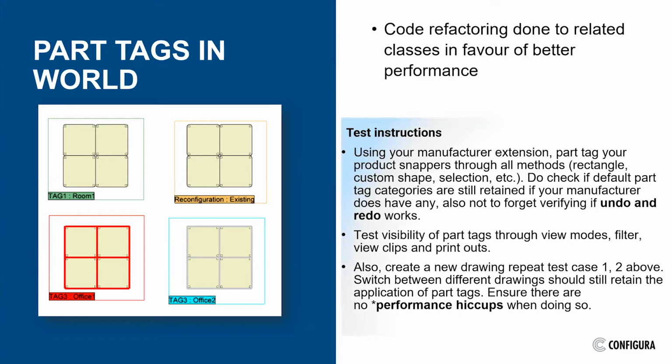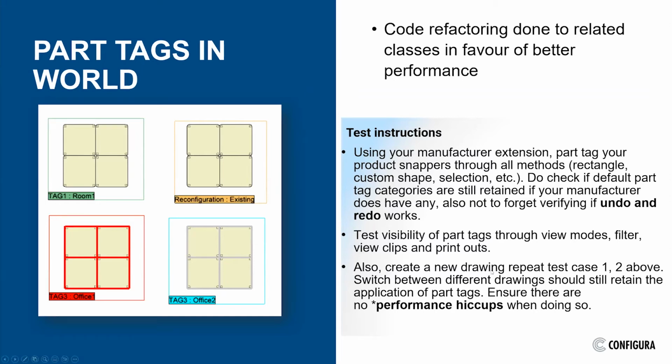It's really important to make sure that part tagging still works on your end after you have migrated to CT 13.5. Looking at the first test instruction, using your manufacturer extension, you try part tagging your product snappers through all methods. You can part tag through the rectangle, custom shape, selection, etc. Do check if your default Partex categories are still retained, and if your manufacturer extension has any manufacturer-specific Partex. Also, not to forget, verify that undo and redo work. And you should not forget testing visibility of the part taggings through different view modes, filters, view clips, and also the printouts.